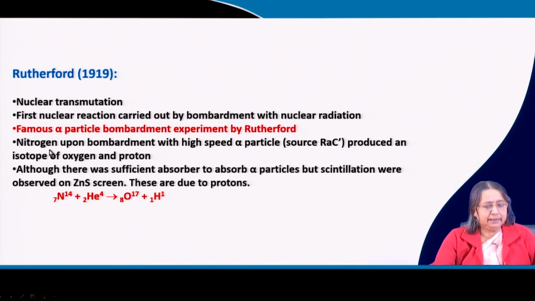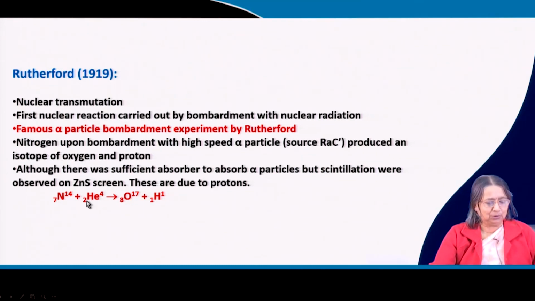What he did: nitrogen upon bombardment with high speed alpha particles, this is the source. So, from this radio element alpha particles are coming out, and that high speed alpha particle he used to bombard the nitrogen. And when he did so, what happened, what is the product? An isotope of oxygen and a proton.